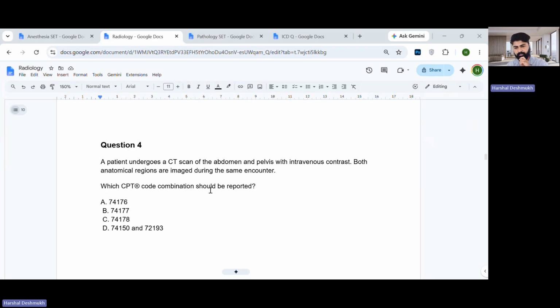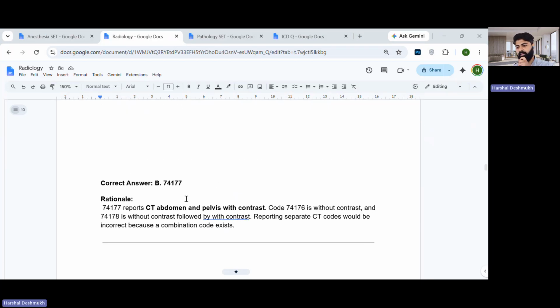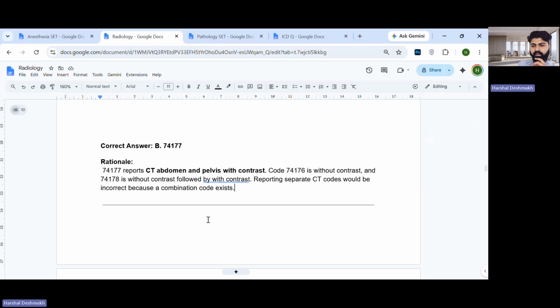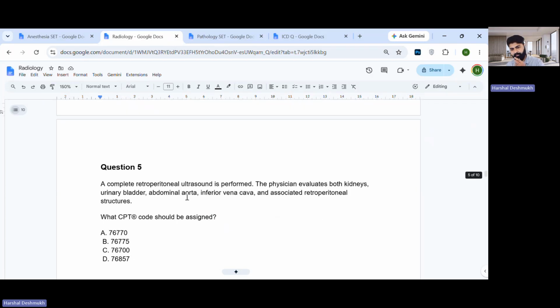All right, the correct answer to this question is option B, that is 74177, as it reports correctly for CT abdomen and pelvis with contrast. 74176 is without contrast, and 74178 is without contrast followed by with contrast. So reporting separate CT codes would be incorrect because a combination code exists. Moving on to the next question, question number 5.